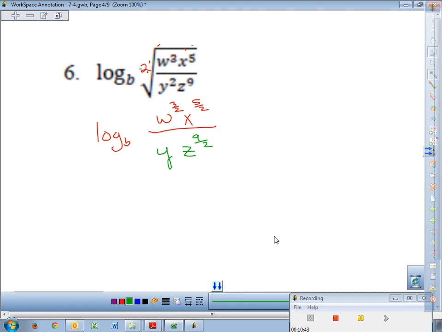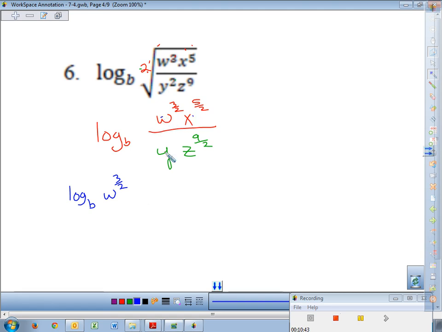So we could do this in many steps. And since this is the first one like this, maybe we'll do it that way. Or we could do it all at once. Let's do a few steps at a time. Is that all right with you? Let's rewrite it as this. Won't they all be log base b's? Right? So how about log base b of w to the 3 halves?